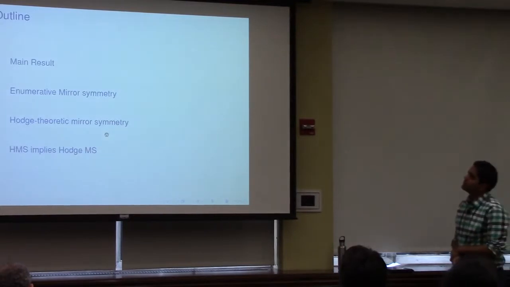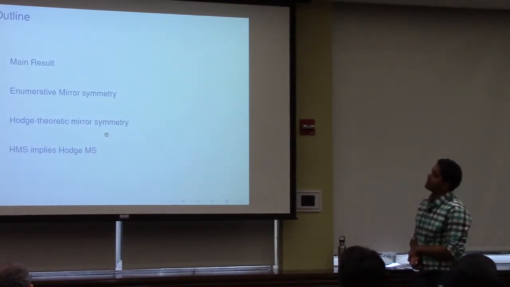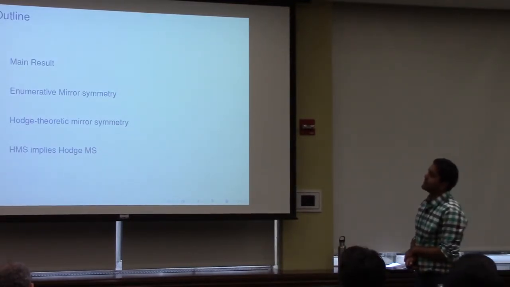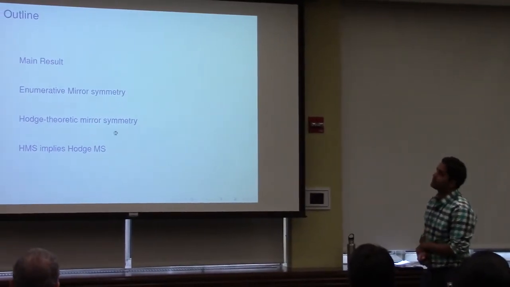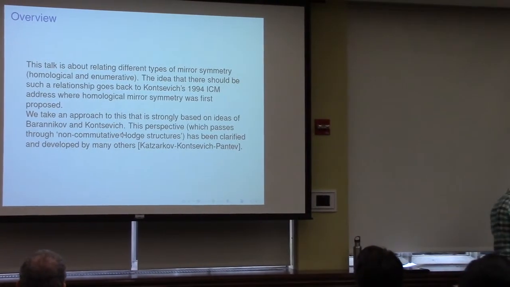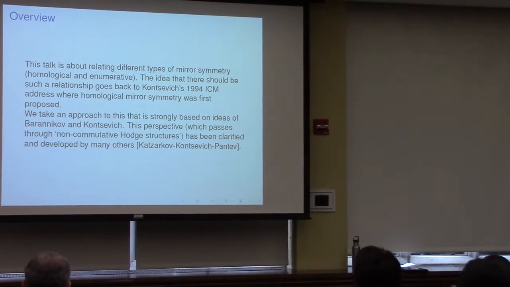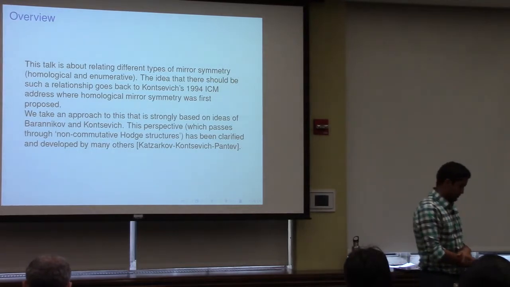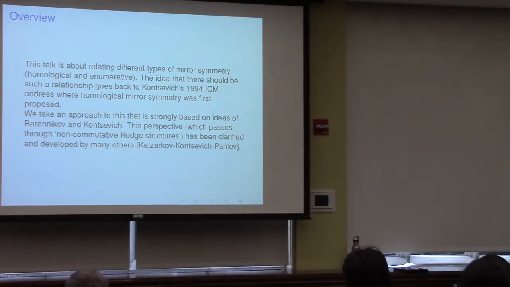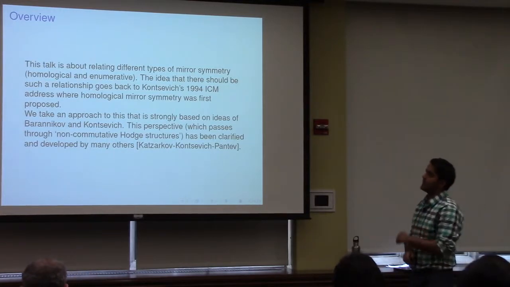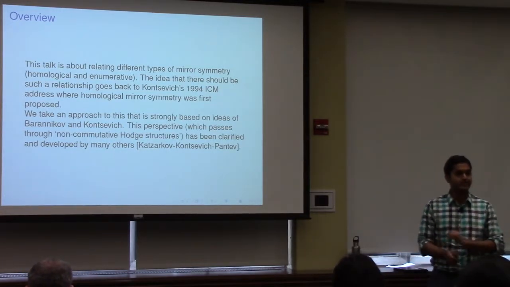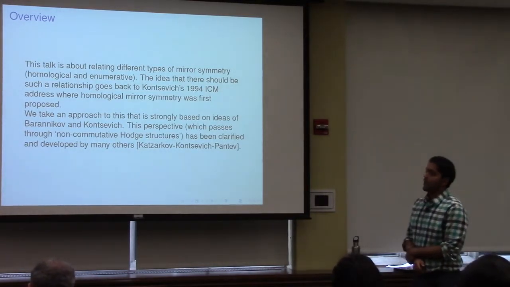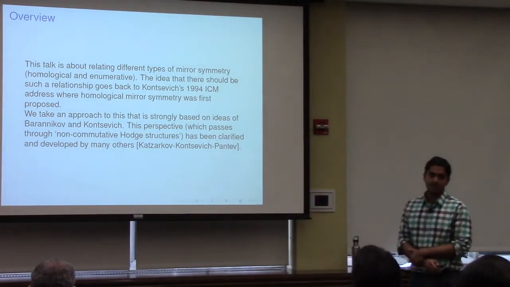Okay, so I'll use roughly an outline of where we're going. Just at a glance, maybe let me just jump right in. So what's going on here? What do I want to talk about in this talk? I want to talk about relating different types of mirror symmetry. So in the last talk, there were some structural results proved about homological mirror symmetry and some open-closed maps. And today we really want to get into relating different types of mirror symmetry, particularly homological and enumerative.